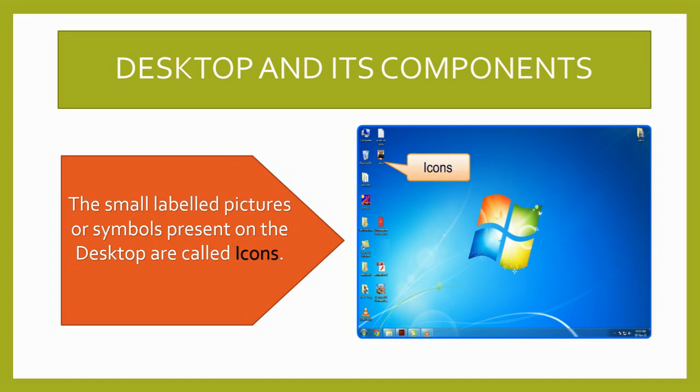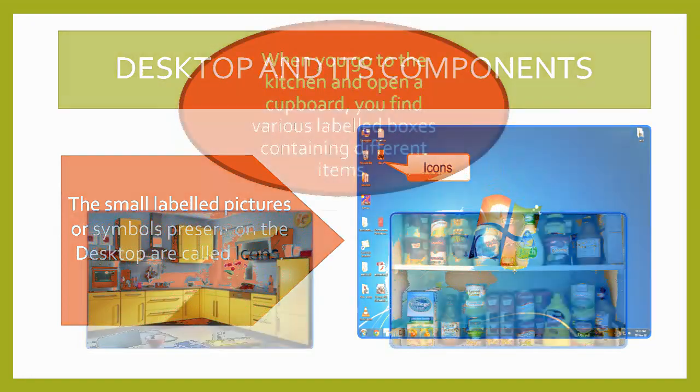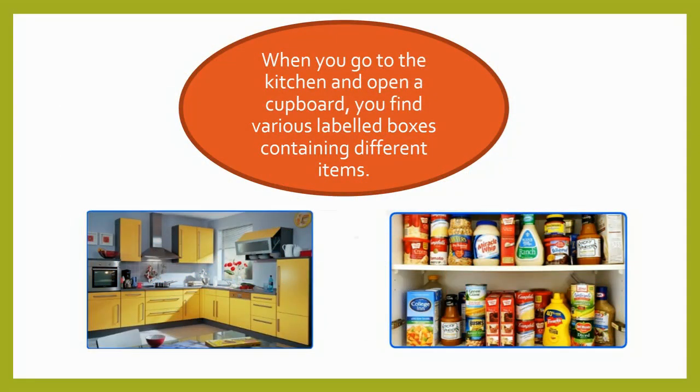Let's understand with the help of an example. When you go to the kitchen and open the cupboard, you find various labeled boxes containing different items. Here the cupboard represents Windows and the labeled boxes represent icons.